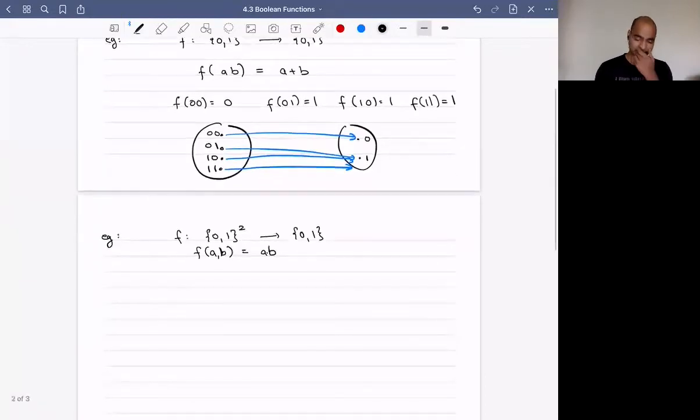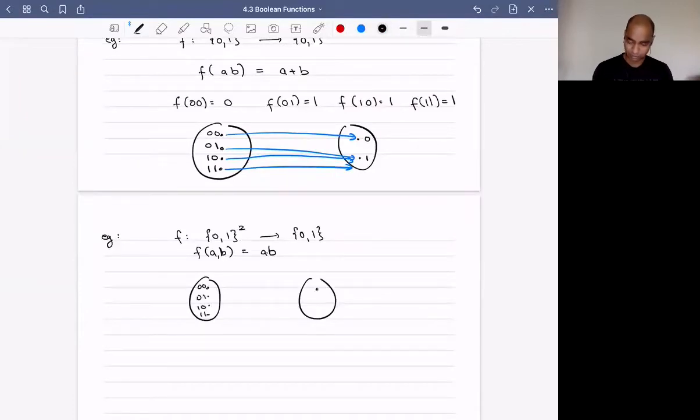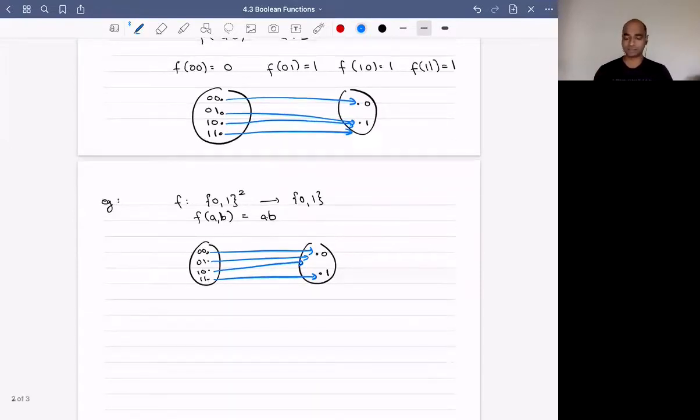Similarly, you can have the product function. Here I'm multiplying a and b, and this time I'll just draw a picture. This function looks slightly different. 3 of the things go to 0, and only 1, 1 goes to 1. And that's like saying only true and true is true, and true and false or false and false are both false.